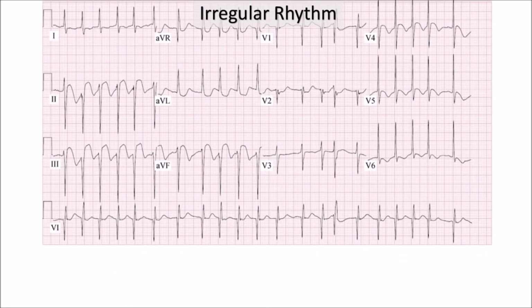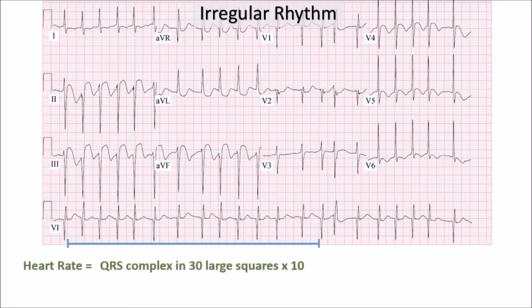Next is calculating heart rate if the rhythm is irregular, which is present in conditions like atrial fibrillation. You have to count 30 large boxes in the rhythm strip and mark them in the ECG. Then count the QRS complexes present within this mark. The formula for heart rate is QRS complexes in 30 large boxes multiplied by 10. Here, the number of QRS complexes in 30 large squares is 12. So, heart rate will be 12 into 10, equal to 120 per minute.